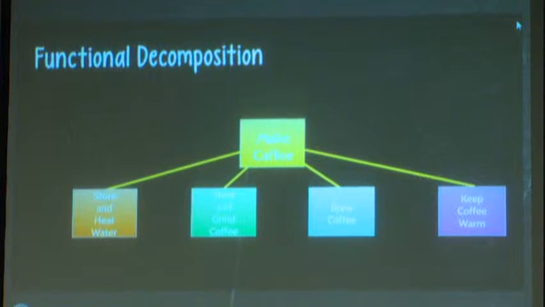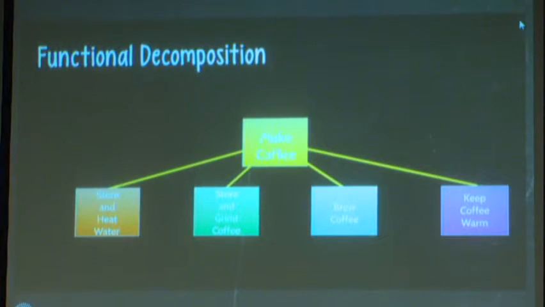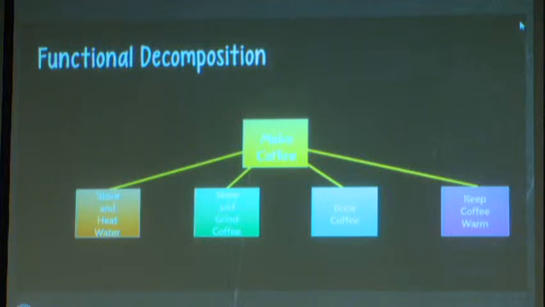That white doesn't show up really great, but functional decomposition, basically you're just taking your product and you're going to break it into the basic functions, right? And then you're going to want to keep breaking those functions down more. So if we're talking about a coffee maker, the basic function of the coffee maker is to make coffee. And then you can break that down. Say, my coffee maker needs to store and heat water. It needs to store and grind coffee beans. It needs to brew the coffee and keep the coffee warm, right?